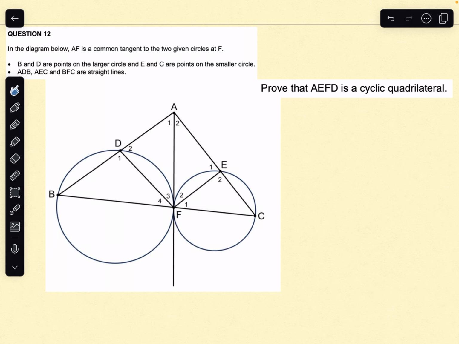Alright, this is question 12 from IEB's May 2024 paper 2. Let's see what's up. In the diagram below, AF is a common tangent to the two given circles at F. So here's circle number 1, here's circle number 2, and they have the point F in common, and AF is a tangent to both circles.